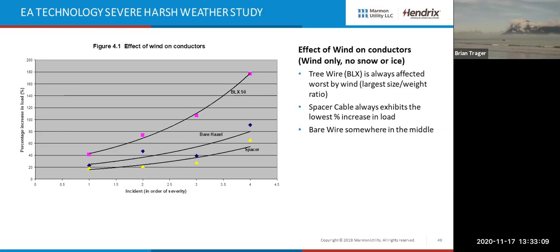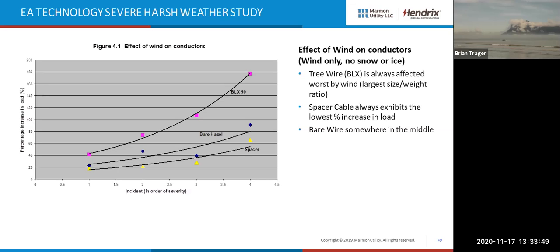So they took a look at the effect of wind on conductors, wind only. They separated out the snow or ice, and they said tree wire, which is identified here as BLX. A couple of decades ago, tree wire was called BLX in Europe because the Scandinavians mostly introduced it in Europe. I should say 30 or 40 years after Hendrix, but they were still the ones that introduced it after us. So tree wire is always affected worse by the wind, which I guess was kind of surprising to the researchers, but they explained it by saying tree wire has the largest size to weight ratio.